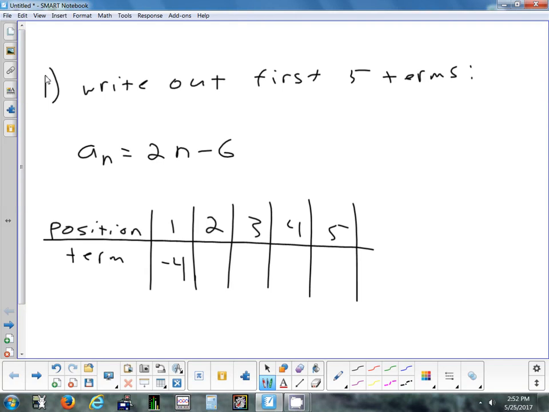How about the second term? Negative 2. Third term? 0. Fourth? 2. And fifth? 4. So that's an example of writing out the first 5 terms given an explicit formula.